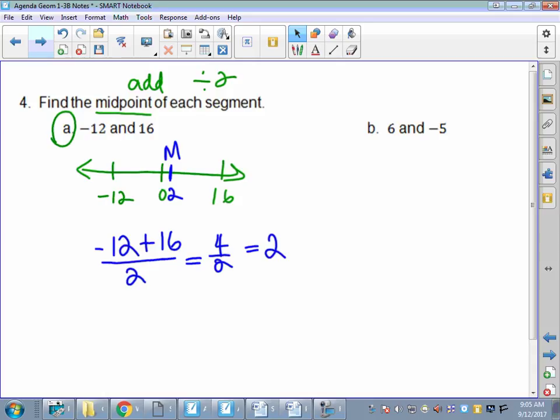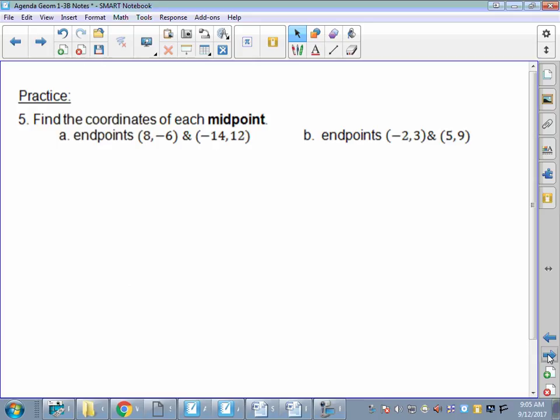So far, so good. Hopefully I'm not talking too fast. Hit pause if we need to. Let's find the coordinates of each midpoint. Let's just do example A, 5A. Again, I skip examples. Feel free to go back and fill the other ones in.